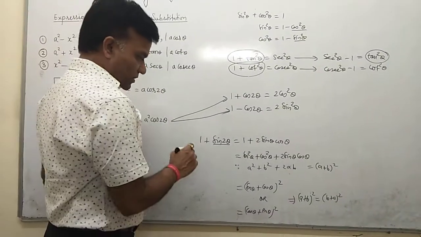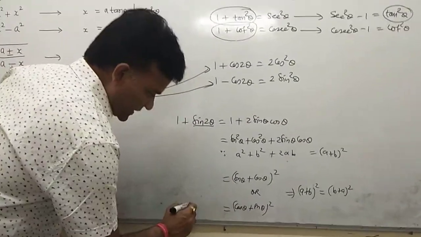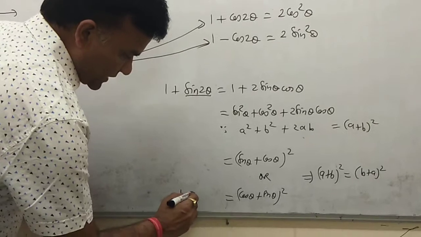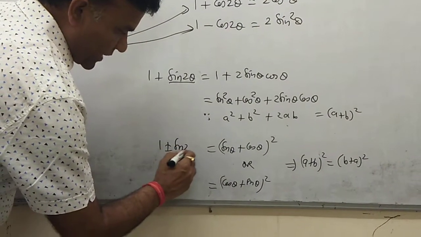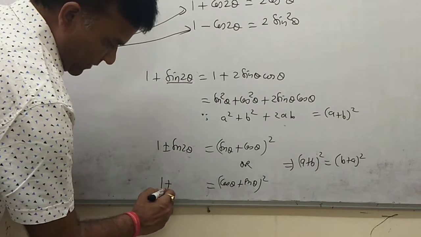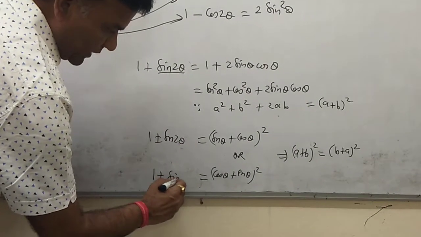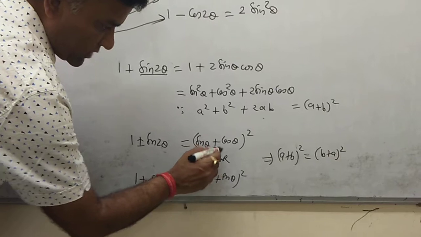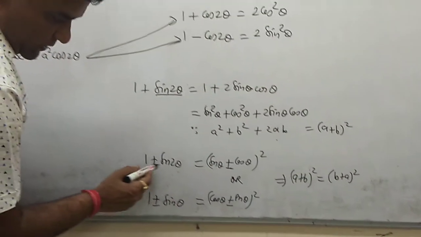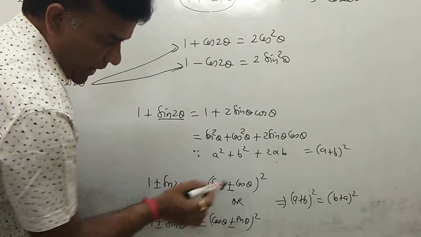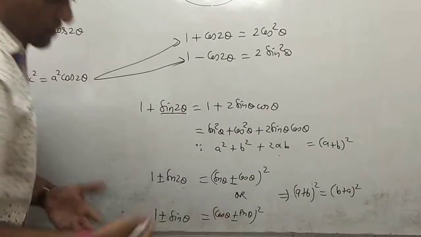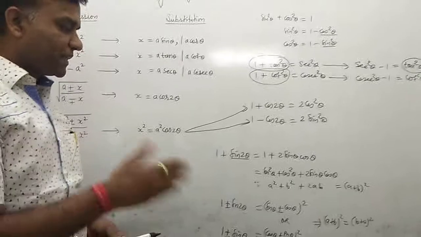So like always, you have 1 plus or minus sine 2 theta, and the same sign you use here as well. There is no change, only the sign matters. If it is 1 plus sine 2 theta, then you put the plus sign here, and if minus, you put minus here. Similarly for cos, you use cos and then sine.